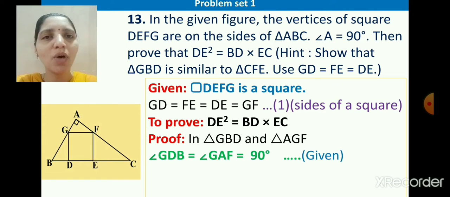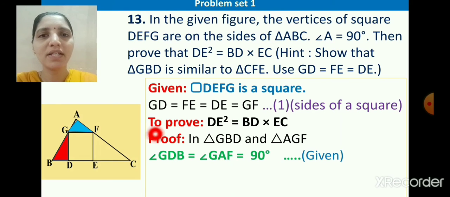Now what we can consider here in the proof? First we will consider triangle GBD and triangle AGF. These two triangles we are going to consider, and if we can show these two triangles similar, then we will go further. Now what we can see in these two triangles? Angle GDB and angle GAF, this angle is equal to 90 degrees. It is given in the figure itself.